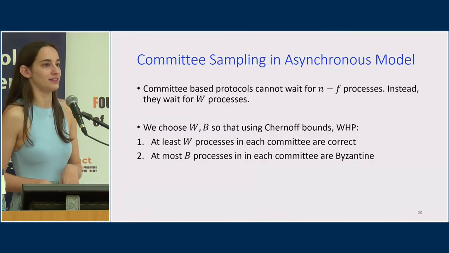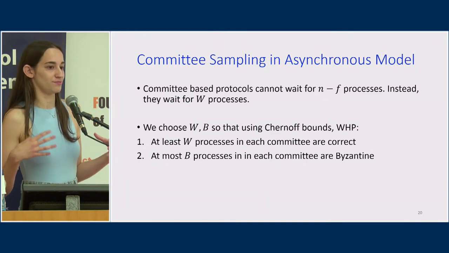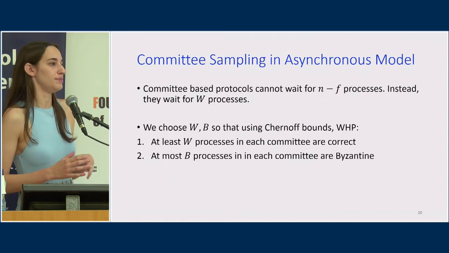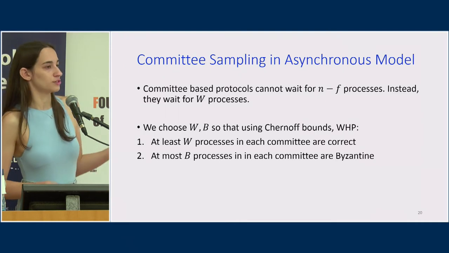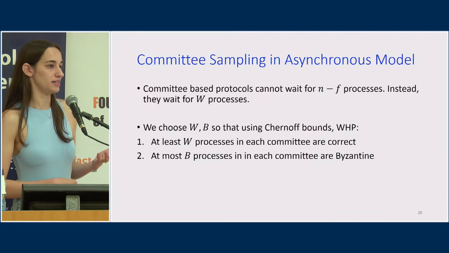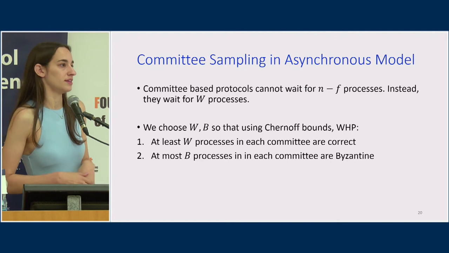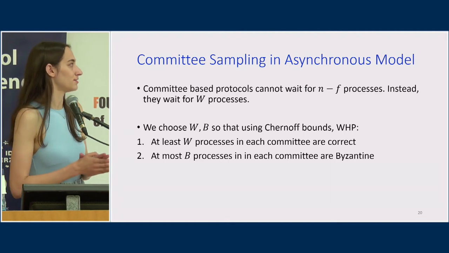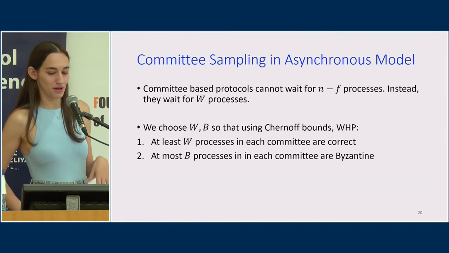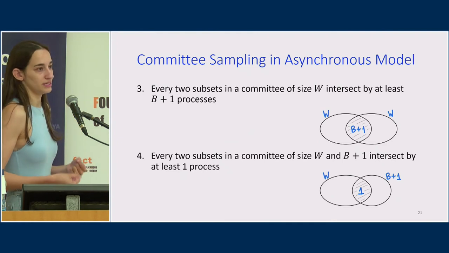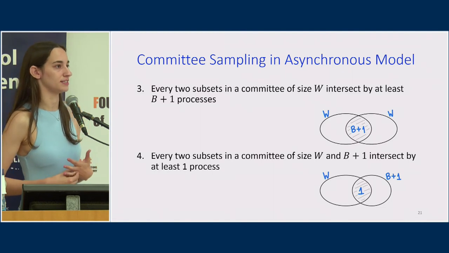So for this, we define two parameters in our paper, W and B, where W represents the number of processes we can wait for, and B is the number of Byzantine processes in each committee. What we show using Chernoff bounds is that in each committee, at least W processes will be honest, and at most B of them are Byzantine. Now we can take any asynchronous algorithm, replace n minus f with W, replace f plus 1 with B minus 1, and hopefully it will work. But we do need some more properties in order to provide quorum intersections and such.